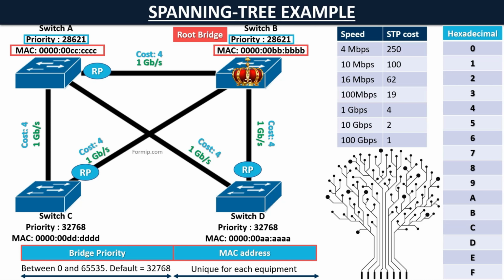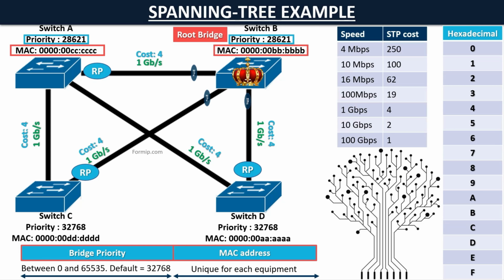The third step is to elect a designated port for each segment. After choosing the root bridge and the root port, the switches determine which port will be designated for each Ethernet link. The process is similar to the election of the root bridge and the root port. That is to say that each switch sends BPDUs to designate a port on each link between the switches.